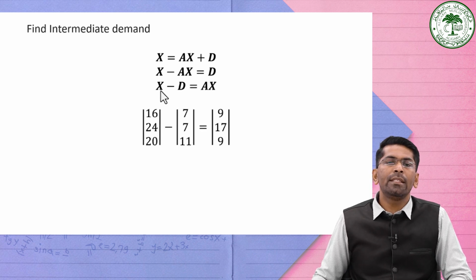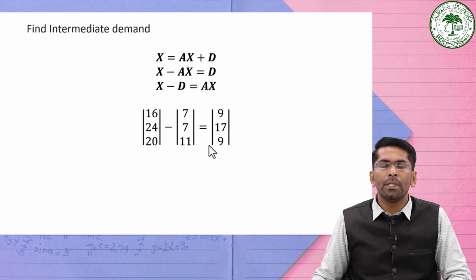So here x is equal to, as we already calculated earlier, 16, 24, 20, minus the final demand vector which is given in the question, that is 7, 7, 11. If you go for subtracting the final demand vector from the output, then 16 minus 7 is equal to 9, 24 minus 7 is equal to 17, 20 minus 11 is equal to 9. So this will be your intermediate demand.